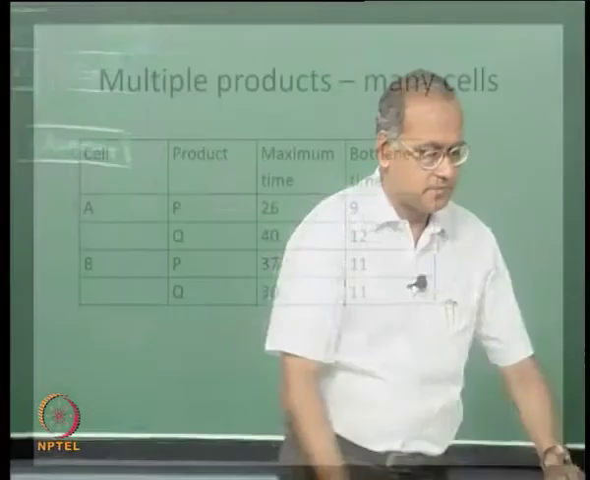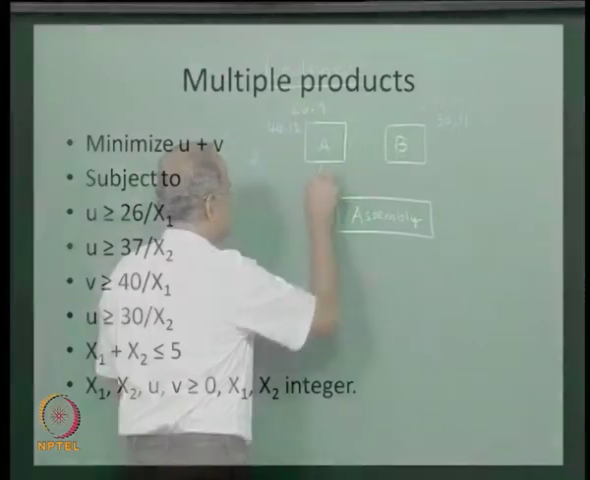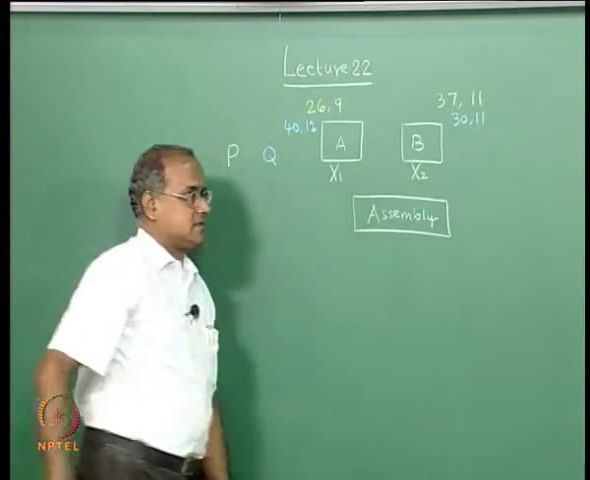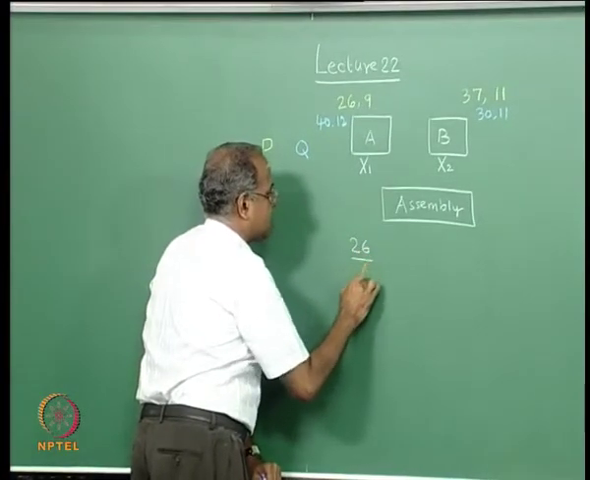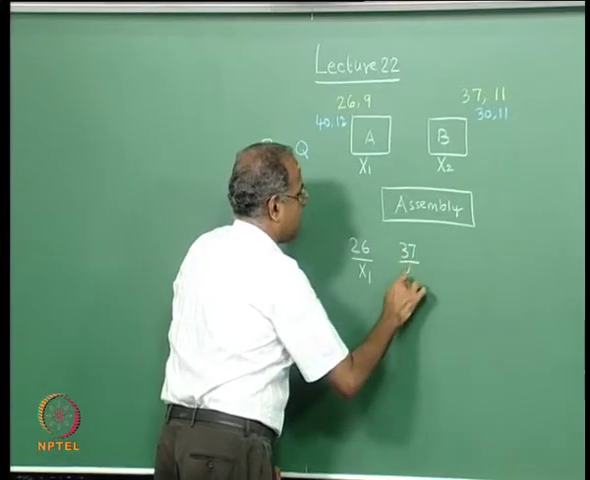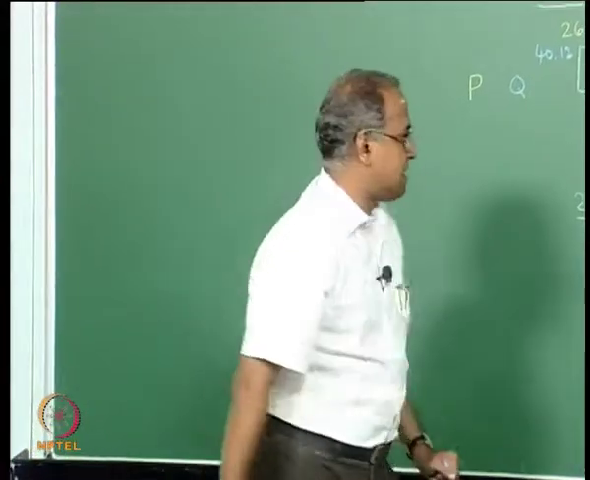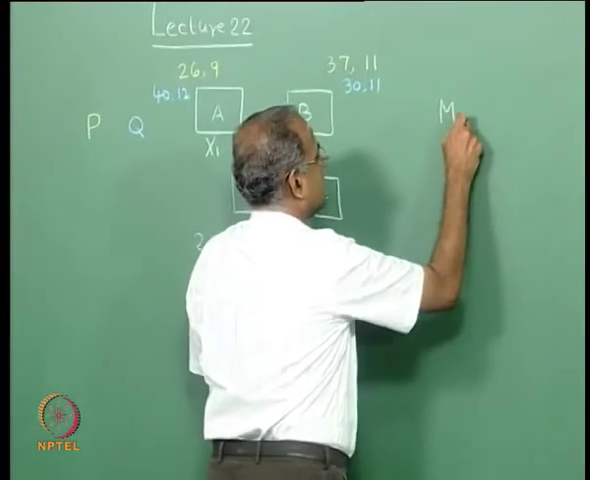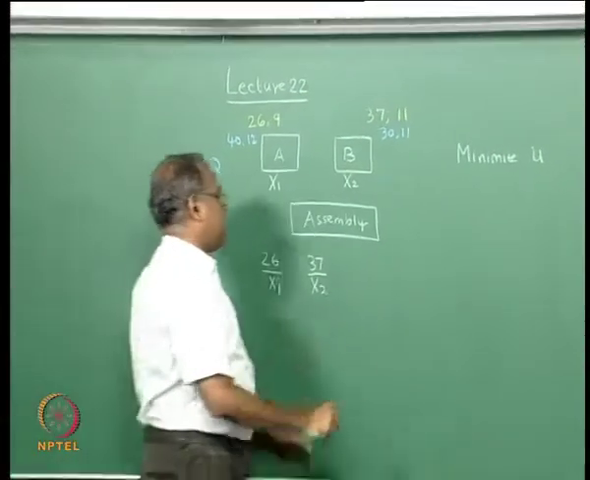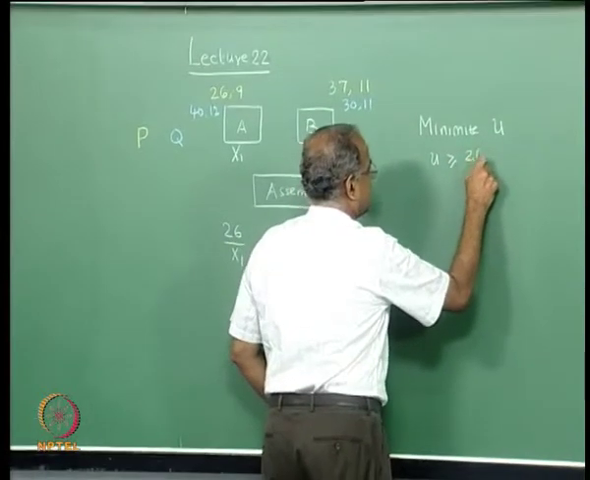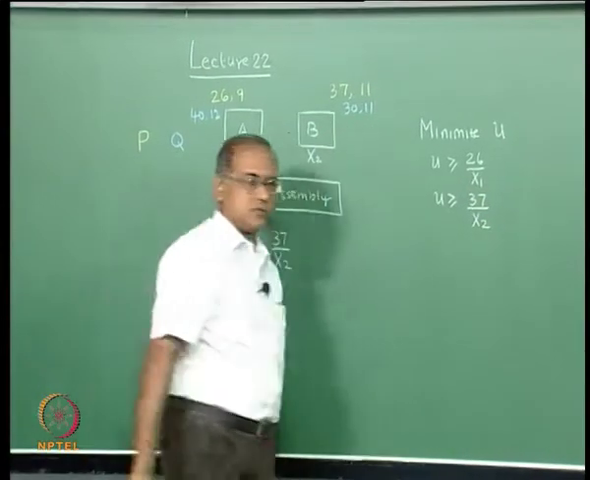So, let us assume that x1 and x2 are the number of operators assigned to this cell as well as this cell. So, once again we would have the output of this as 26 by x1 and the output as 37 by x2. Now, we want to minimize the maximum of these. So, minimize u, where u is greater than or equal to 26 by x1 and u is greater than or equal to 37 by x2.